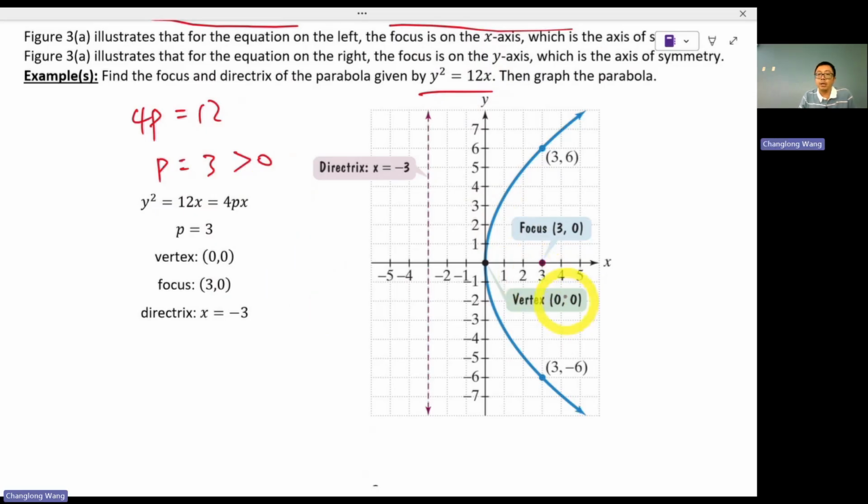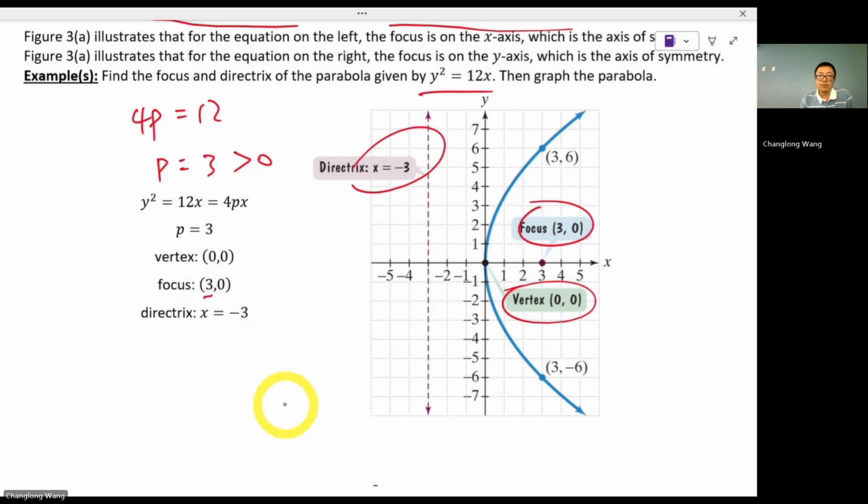Then how would you get the focus, the vertex, which is the origin, and the directrix? Isn't that simple enough? Just go by the p, but you have to know where the p goes. P units to the right of the vertex gets you the focus, and a vertical line located on the other side is the directrix. Okay, and that's a horizontal opening parabola.